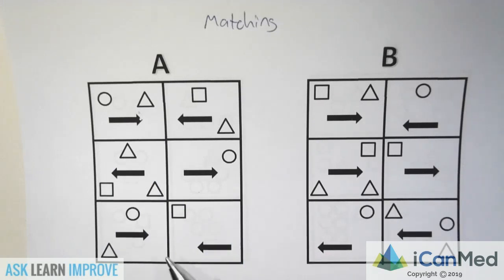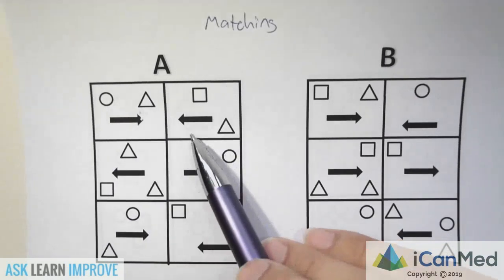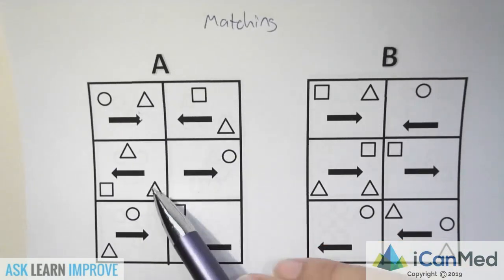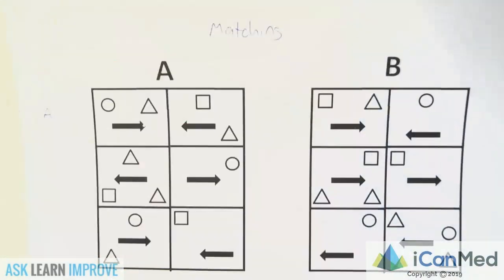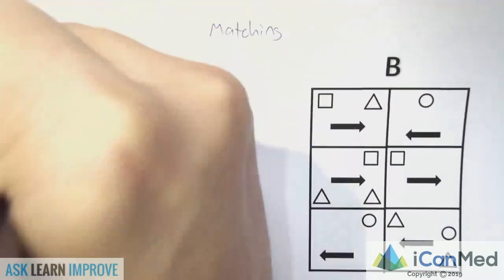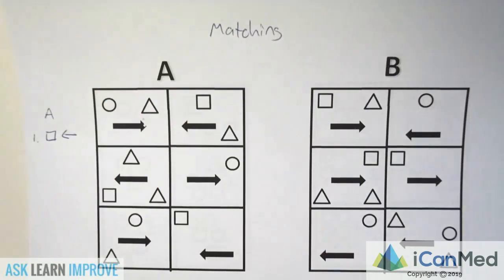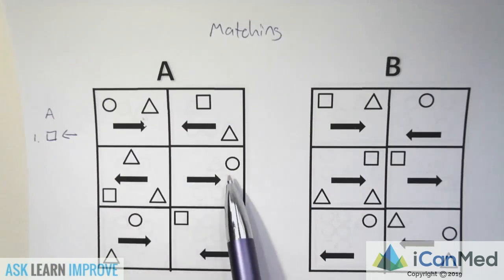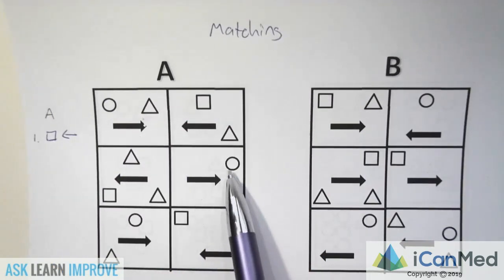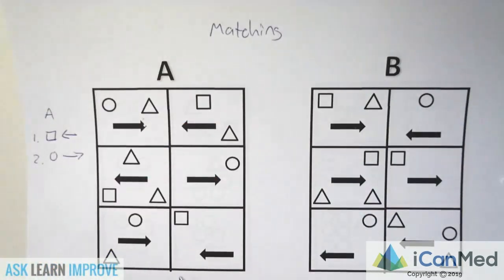So if I take a look at my arrows and I see, well, this arrow is facing to the left, this one's to the left, this one's to the left. Is there anything in common? Yes. Every time the arrow points to the left, there is a square. So that is my rule for A. Okay, so my matching rule, if there's a square, the arrow will point to the left. Okay, now what about all the times the arrow is pointing to the right? Okay, when the arrow is pointing to the right, we can see that there's always going to be a circle. There we go. So that must mean that the triangle is a distractor.